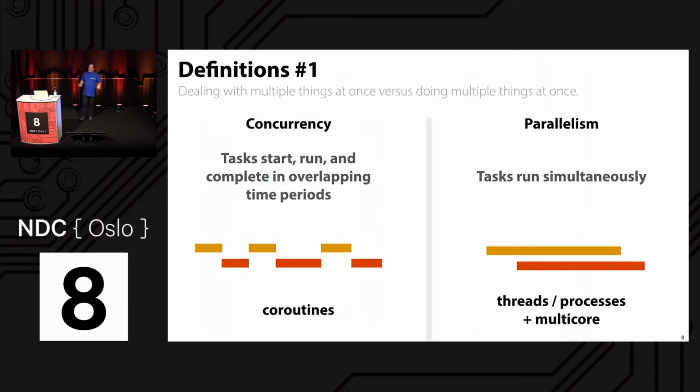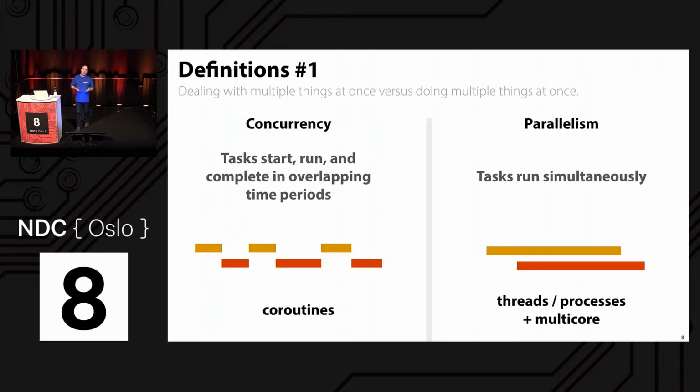So I want to establish a few definitions. For many of you, it's probably stuff you know already, but I just want to make sure that the terminology I use during this talk is something we can agree on. So concurrency versus parallelism. Concurrency is about dealing with multiple things at once without necessarily doing multiple things at once. So tasks which overlap in time, their start and end times overlap, although we're only progressing one of those tasks at any given instant. And so coroutines, which I'm going to show today, are very much about concurrency.